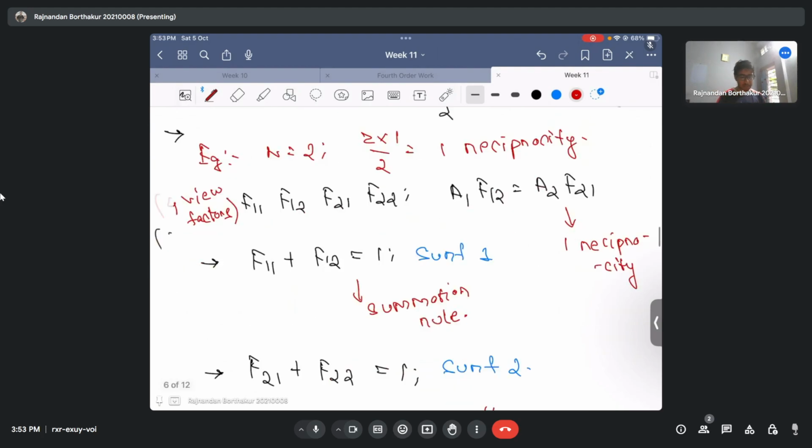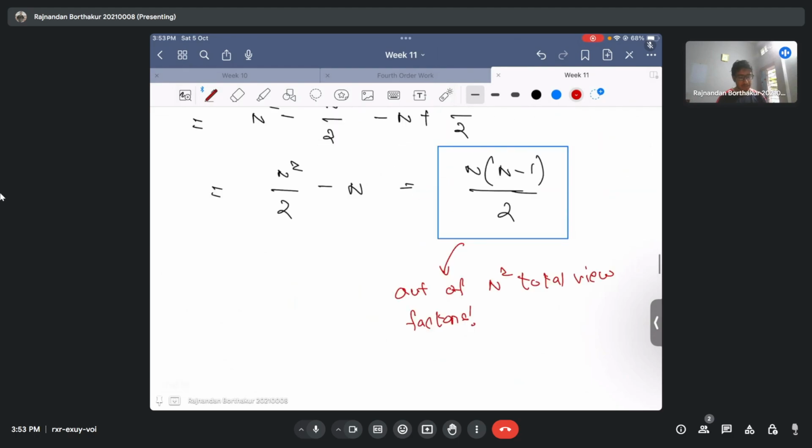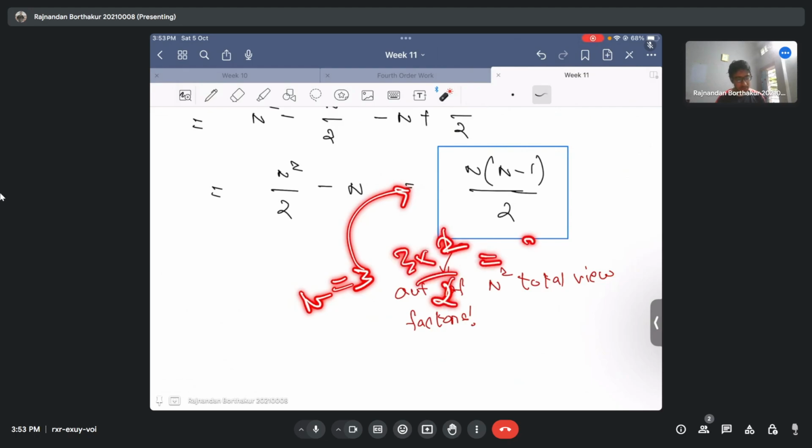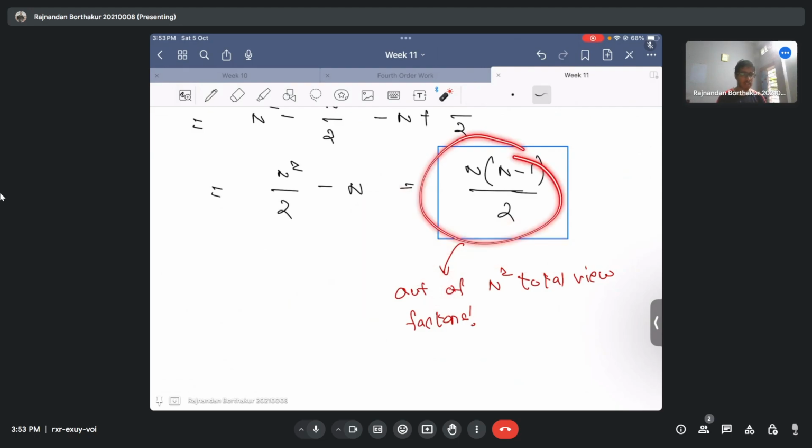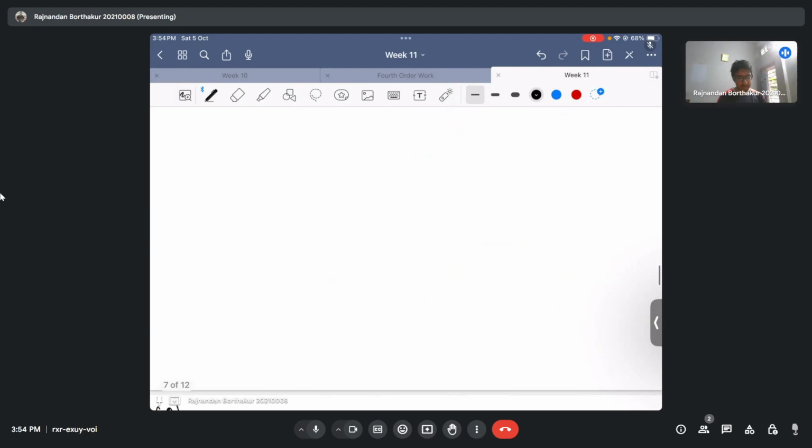For instance, if you have n equal to 3, this means you need 3 into 2 by 2, which means you need at least 3 vectors you need to know directly. That's what this formula says. Okay, all right. So I hope you're clear with this problem. Let's move on to the next problem.